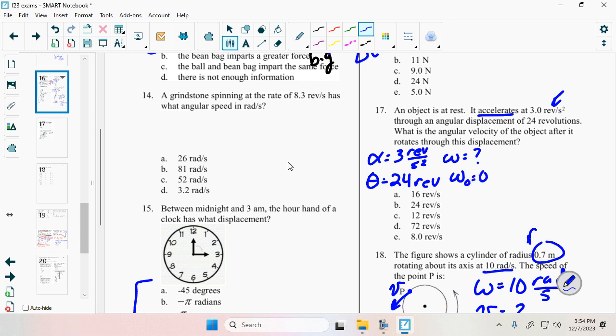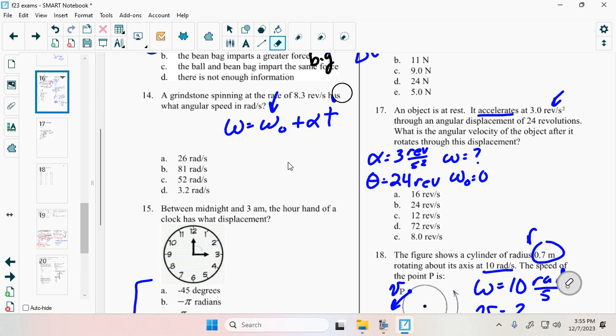So I remember my equations. They're on your equation sheet. Omega equals omega naught plus alpha t. While I know omega naught, I don't know... alpha, oh no, I do know alpha. I don't know t. I know omega naught, but I don't know t. So I need to figure out what is t.